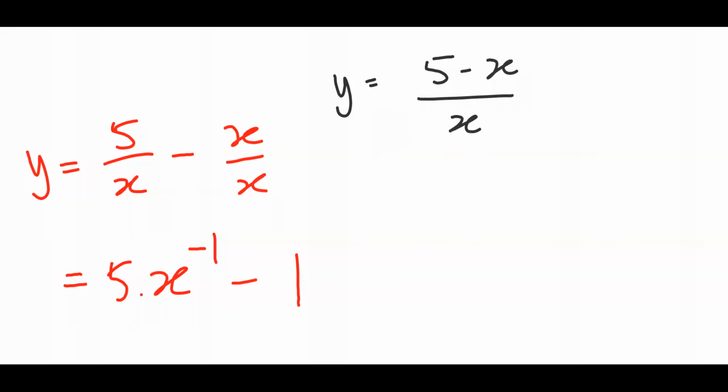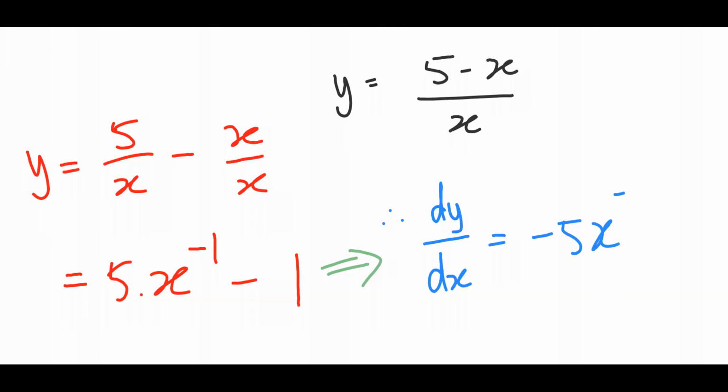Now, Nikita, would you like to give us again the answer to this, please? The derivative of y for this function. So continuing from this point onwards. So it would be -5 x to the power of -2, and then the 1 goes away. Yeah, correct. The derivative of a constant is 0, so that's why it goes away.